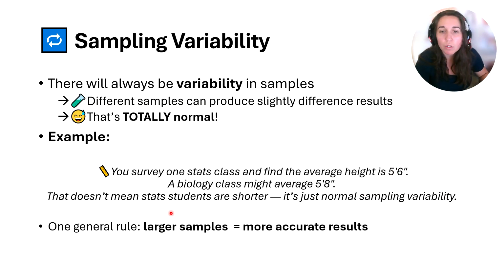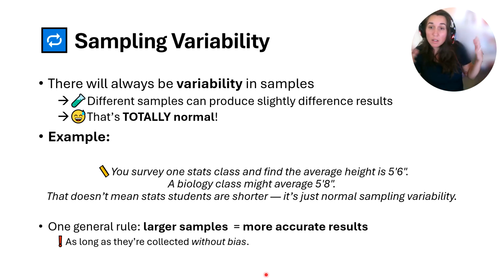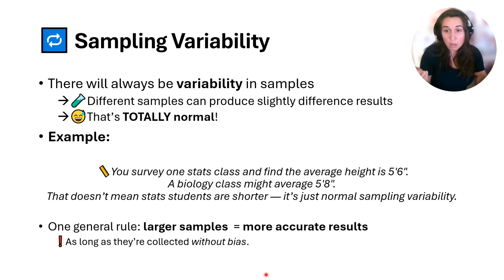One general rule is larger samples tend to equal much more accurate results, as long as they're collected without bias. So honestly, the larger your sample size, the better your results are going to be, the more they're going to skew towards the actual population parameter. So as long as you collect them without bias and you think through all those different types of sampling methods and types of bias we talked about earlier.